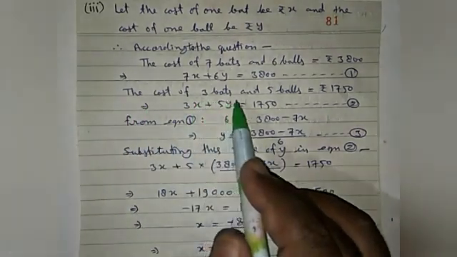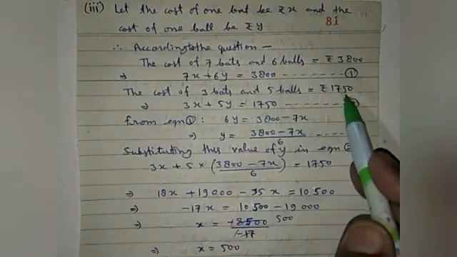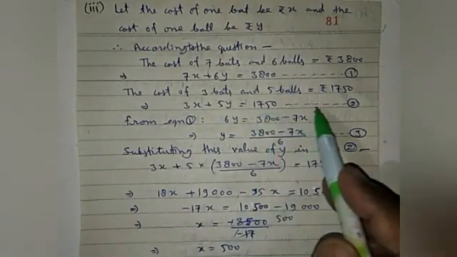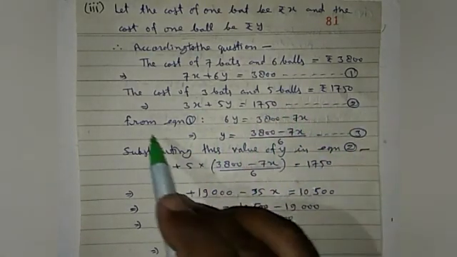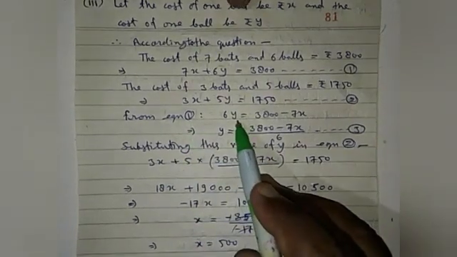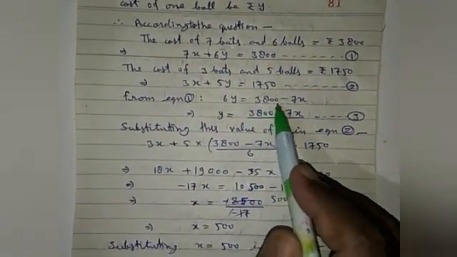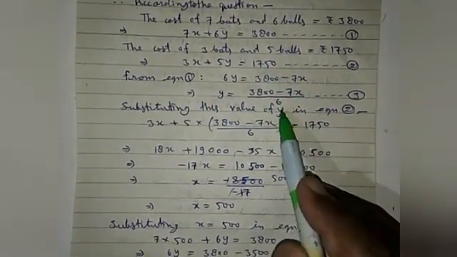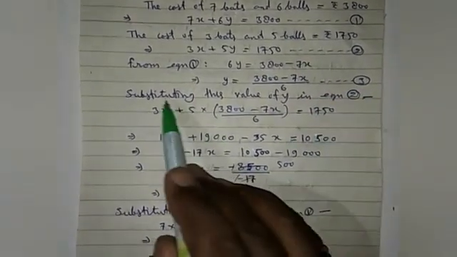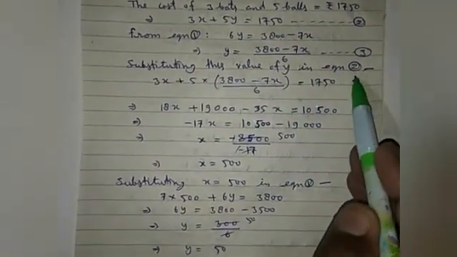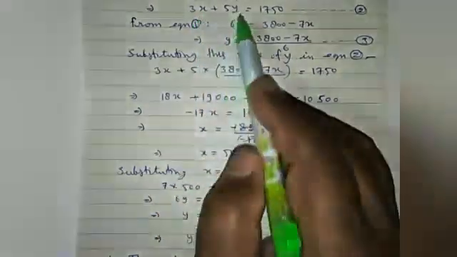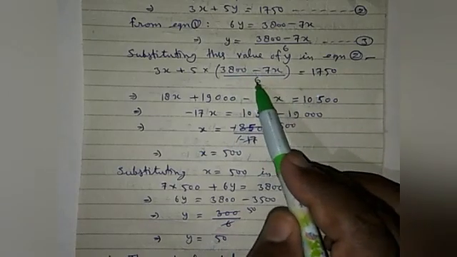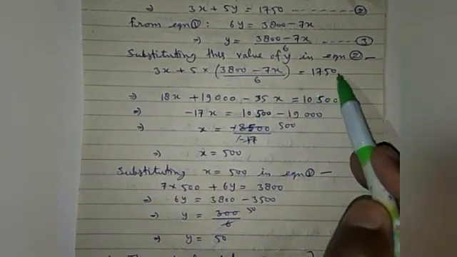Now, the cost of 3 bats and 5 balls is rupees 1,750. So 3x plus 5y equals 1,750 is equation number 2. Now from equation 1, 6y is equal to 3,800 minus 7x. So y is equal to (3,800 minus 7x) divided by 6. It is equation number 3. Substituting this value of y in equation 2, we have 3x plus 5 into (3,800 minus 7x) upon 6, equal to 1,750.